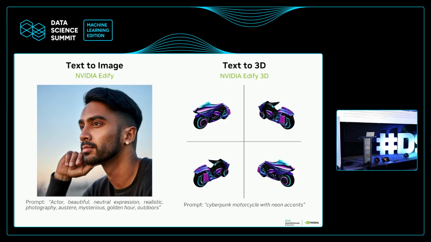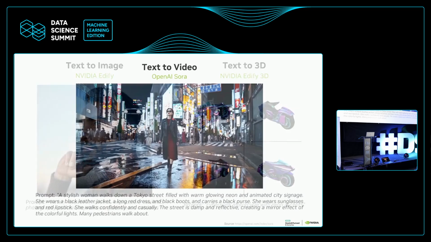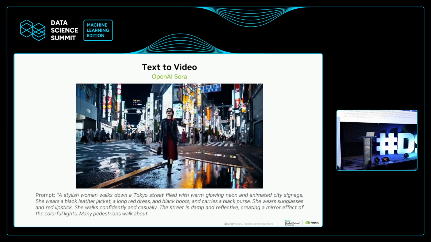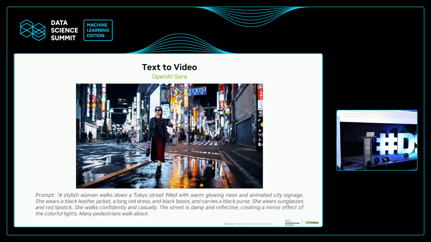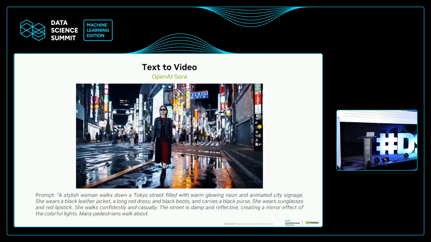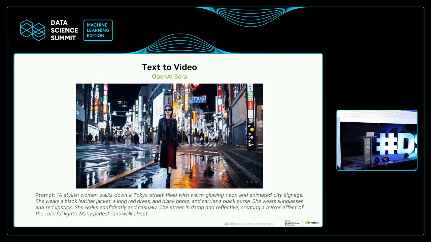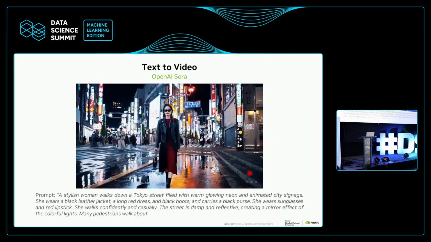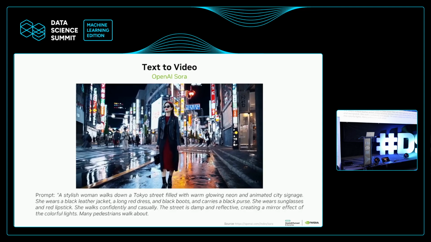And other modalities can be used with diffusion models as well. Here is an example of OpenAI Sora. That's a text-to-video model. And it's quite remarkable that given a very complicated text prompt, we are able to generate up to minute-long videos that really nicely represent these prompts.